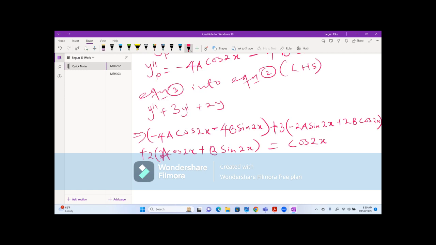That's good. So what do we do? Somebody should give us an idea of what to do. Maybe we should open the brackets. Okay, let's open the bracket first and see. We have minus 4a cos 2x, minus 4b sin 2x.